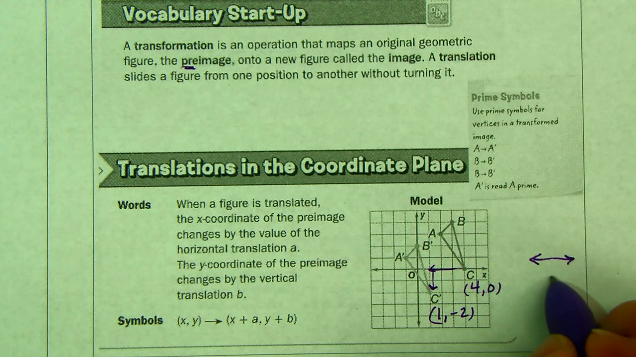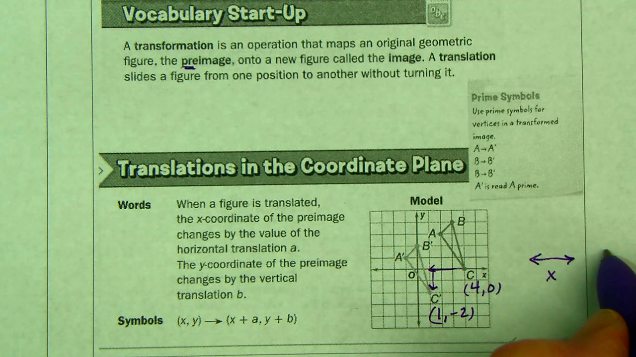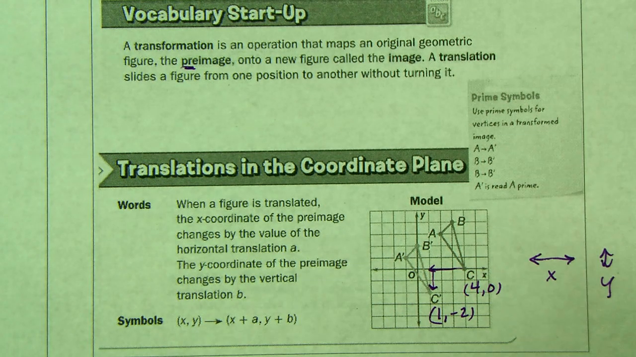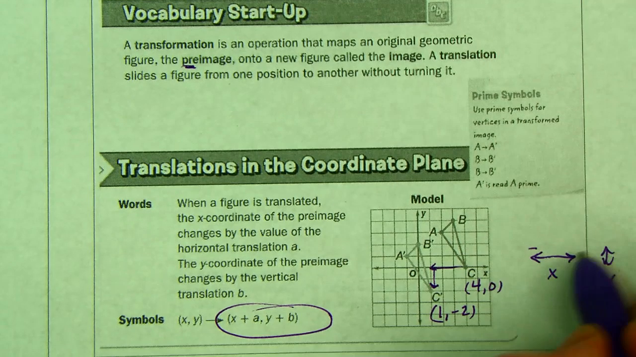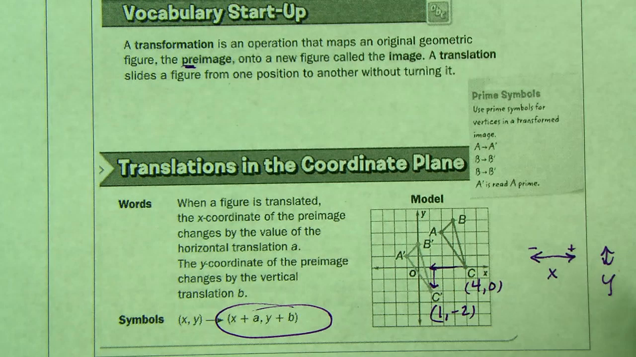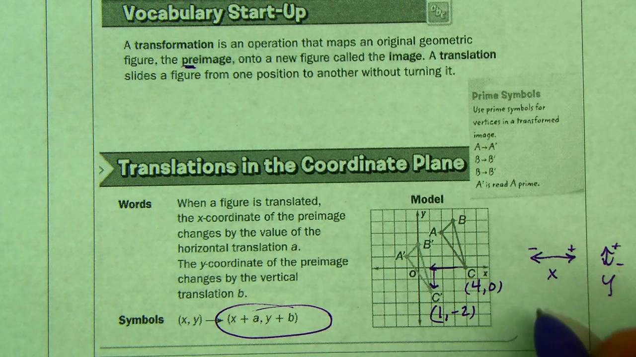The notation for how we move it, that's the hardest part of today. In this case, if I'm moving left, that's subtracting. To the right is adding. Up is obviously adding, and down is subtracting. So it's actually going to be X -3, Y -2, because that's how we moved it.